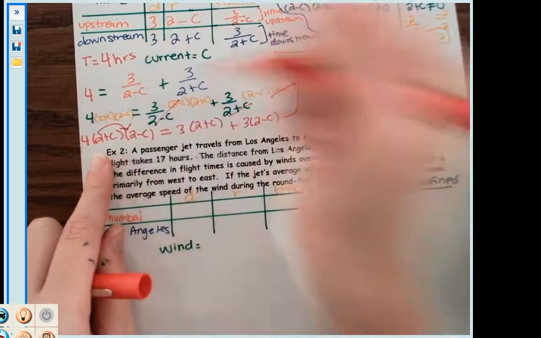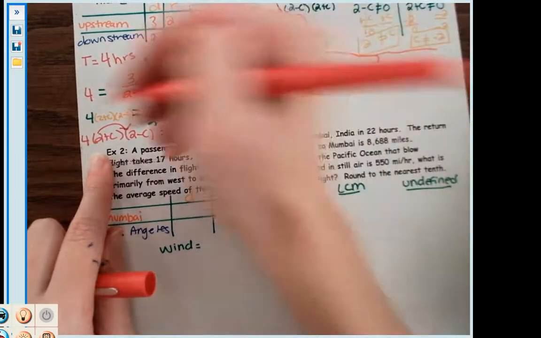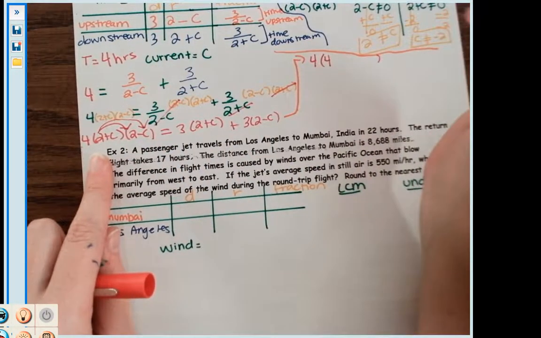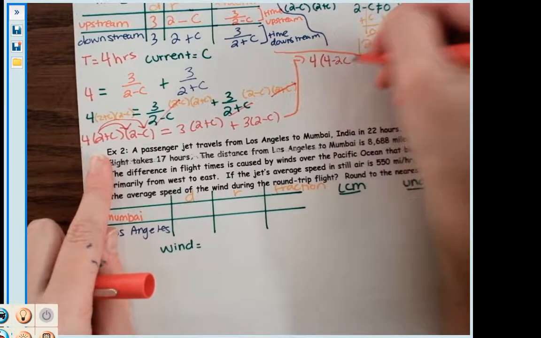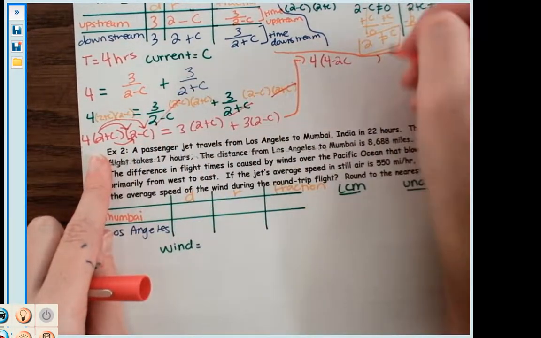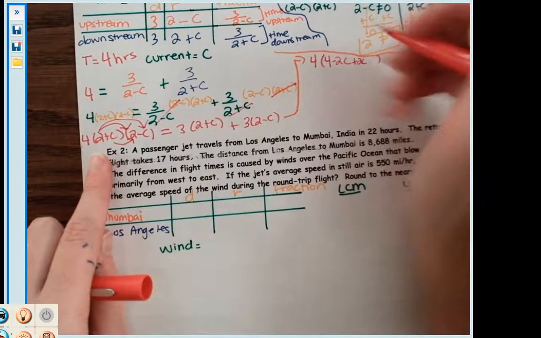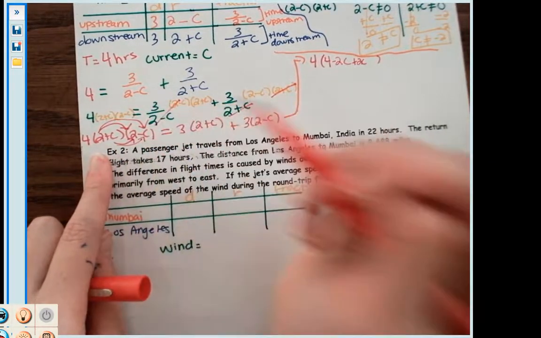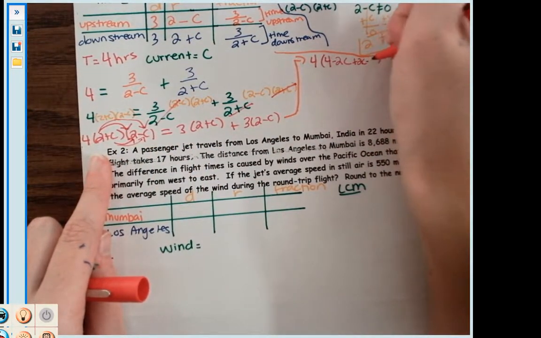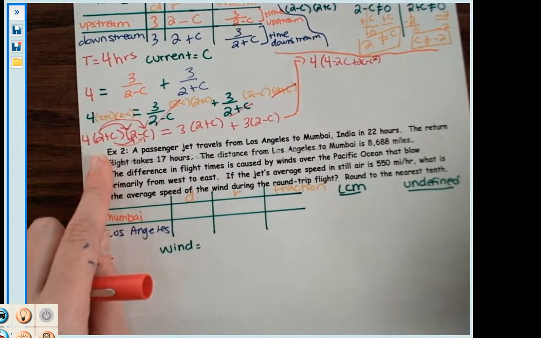So 2 times 2 gives me a 4. 2 times negative c gives me a negative 2c. c times 2 gives me a positive 2c. And my c times negative c gives me a negative c squared. Bam. I fit it, yes. Okay, and I'll zoom in so you guys can see that a little better.